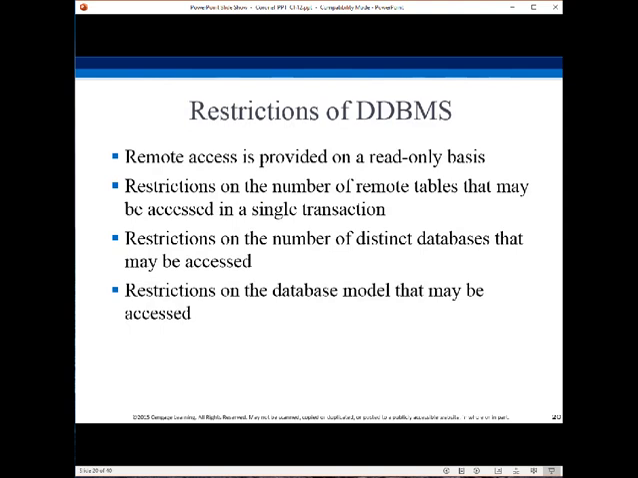So we have a set of restrictions for a distributed database management system. You can have a restriction such as the number of remote tables that may be accessed in a single transaction, the number of distinct databases that can be accessed, things of that nature. And it depends on how you test your system, and the performance results that you get will decide what type of policies like this you put in place, and then your programmers would enforce that in the code.